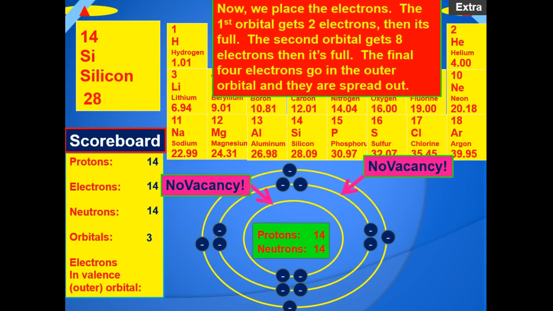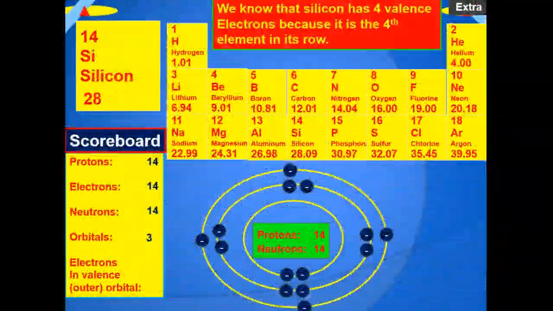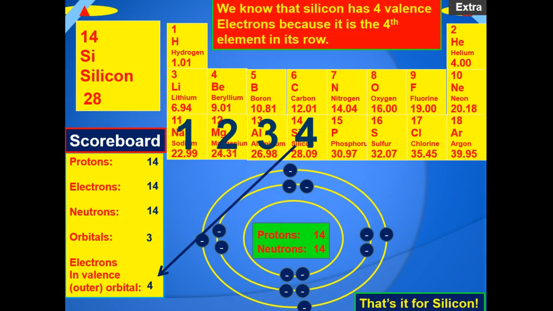So there you go, you have your complete diagram, and we can also fill in our scoreboard now, and it says that there's going to be 4 valence electrons, because as we just said, silicon is the 4th element over from the left, and so that takes care of silicon.